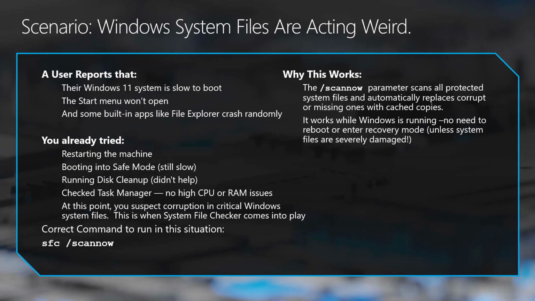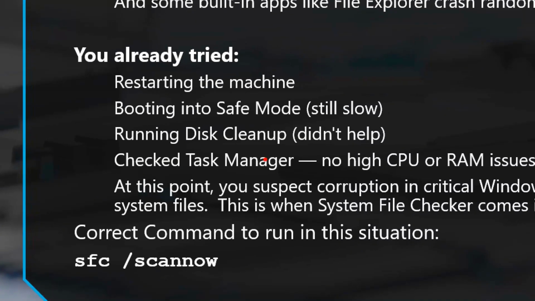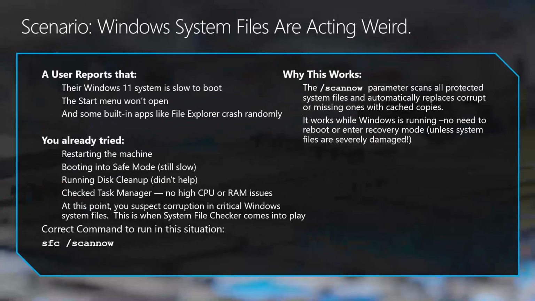Here's an example of a scenario. A user reports that their Windows 11 system's slow to boot, the start menu won't open, and some built-in apps like File Explorer crash randomly. You already tried restarting the machine. You tried booting into safe mode. You tried running disk cleanup. You checked Task Manager. At this point, you're suspecting corruption in critical Windows system files.